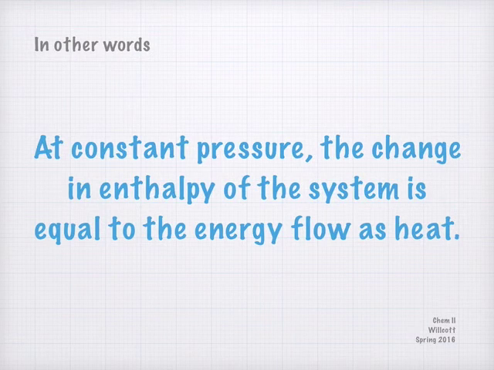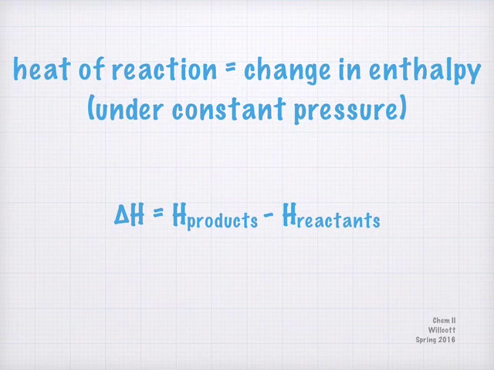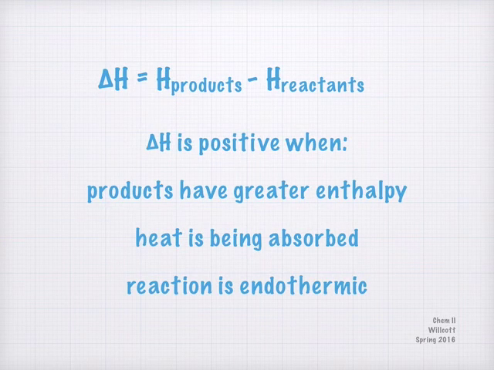We talk about energy flow a lot because that's something that we can measure. So the heat of a reaction is equal to the change in enthalpy, again, under those conditions of constant pressure. And if we're measuring a change, we always note that change is equal to final minus initial, or in this case, the change in enthalpy would be that enthalpy of the products minus the enthalpy of the reactants.